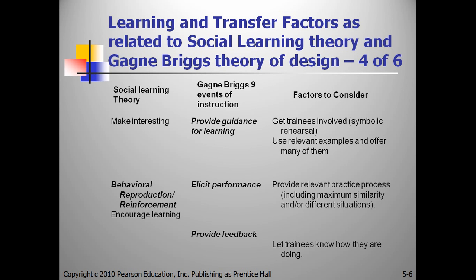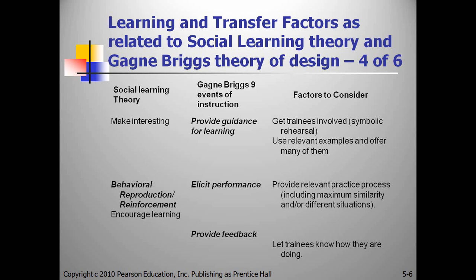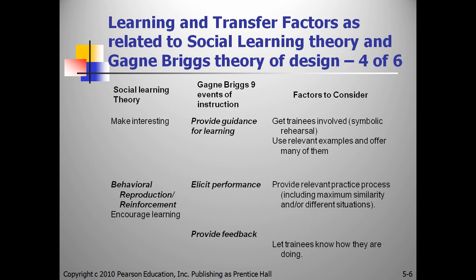It's also important for the trainer to consistently encourage learning. Give trainees a sense of importance and enthusiasm for the training event. Although it's hard to design enthusiasm into training, you can consider the trainees' personalities and try to make a connection with the audience. There are 3 more events of instruction that the Gagne-Briggs points out. Provide guidance for learning, elicit performance, and provide feedback.